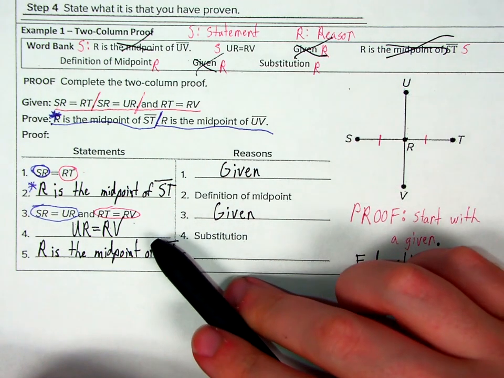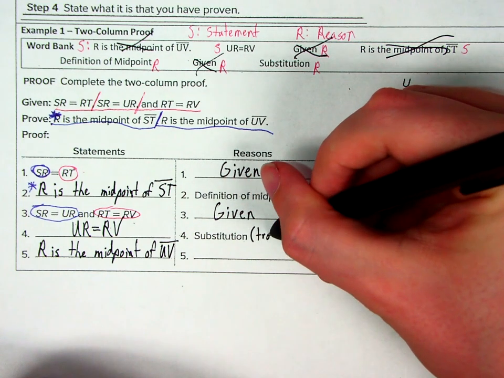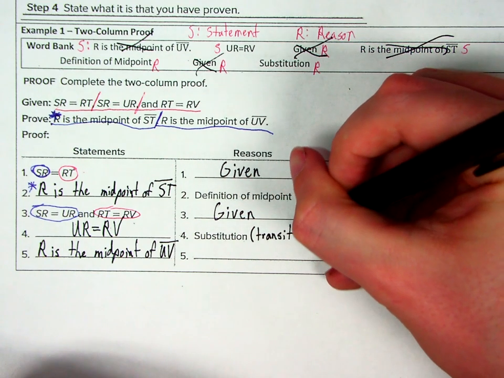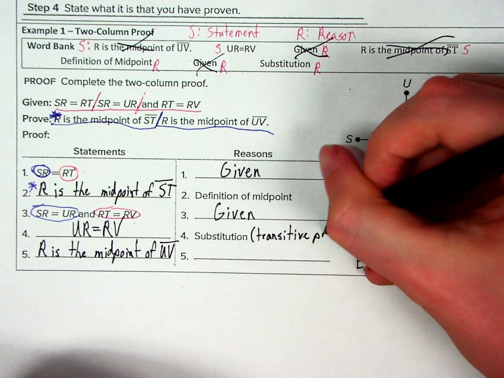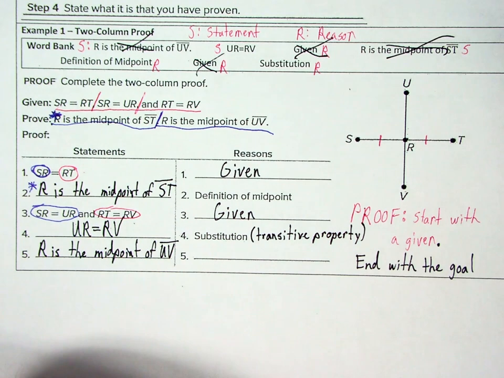Something you might see occasionally instead of substitution, you might see transitive property at times. They're pretty interchangeable. They're not exactly the same, but they're pretty interchangeable.